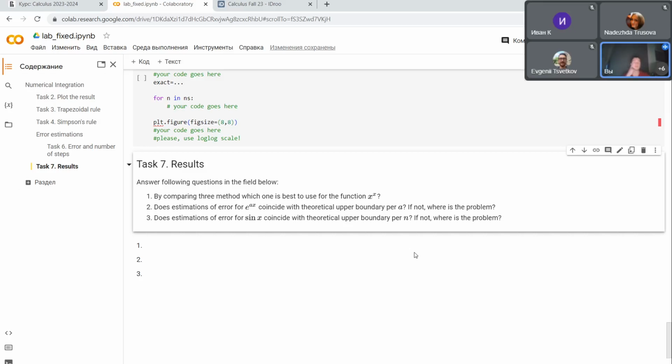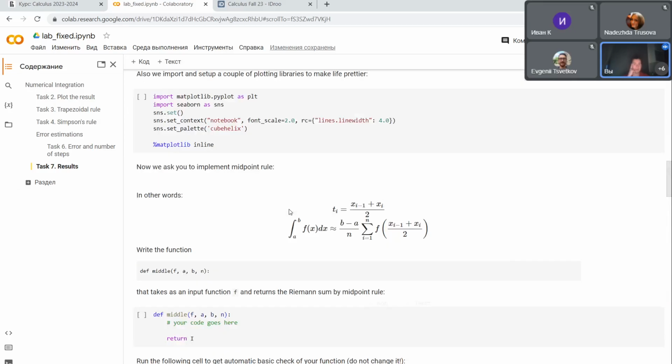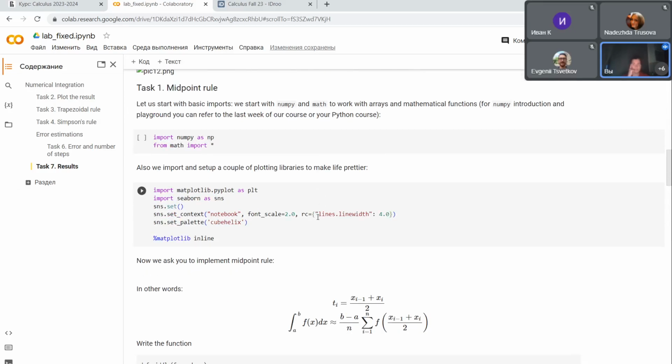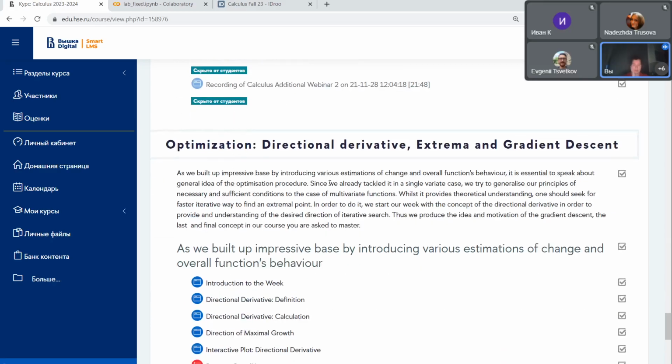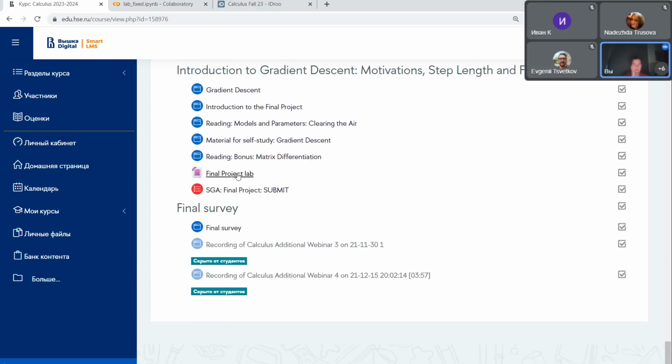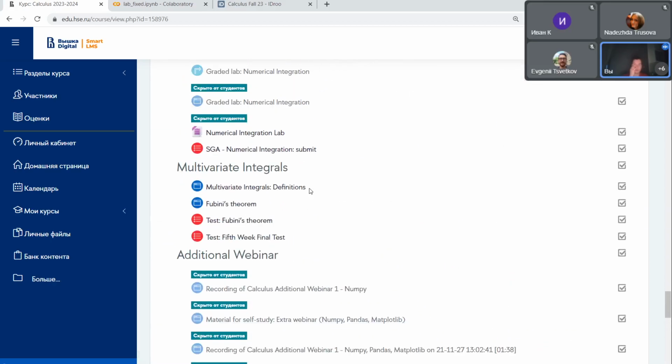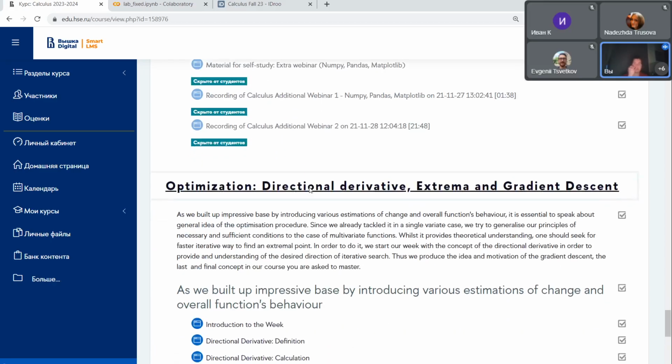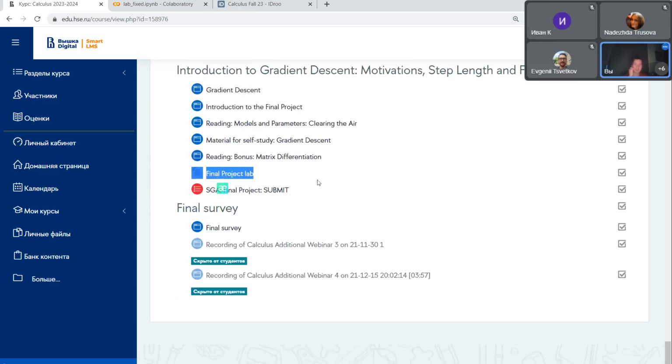So that's it. I think we have discussed the lab, and maybe it will be much easier for you to finish it. This lab is even easier than the numerical differentiation lab, I think. But the last one is a much more complicated one. So maybe all the following webinar we will dedicate to the final project lab.